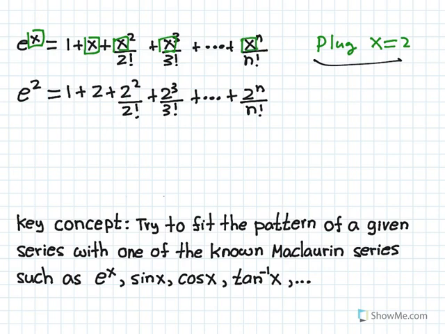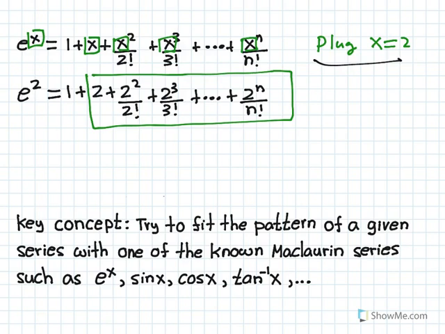Now, the question was asking for the sum of this part of the series: 2 plus 2 squared divided by 2 factorial plus 2 cubed divided by 3 factorial, and so on. So what we should do is subtract 1 from both sides to find the sum of the given series. Doing that, we get e squared minus 1 is equal to 2 plus 2 squared divided by 2 factorial plus 2 cubed divided by 3 factorial plus, and so on.